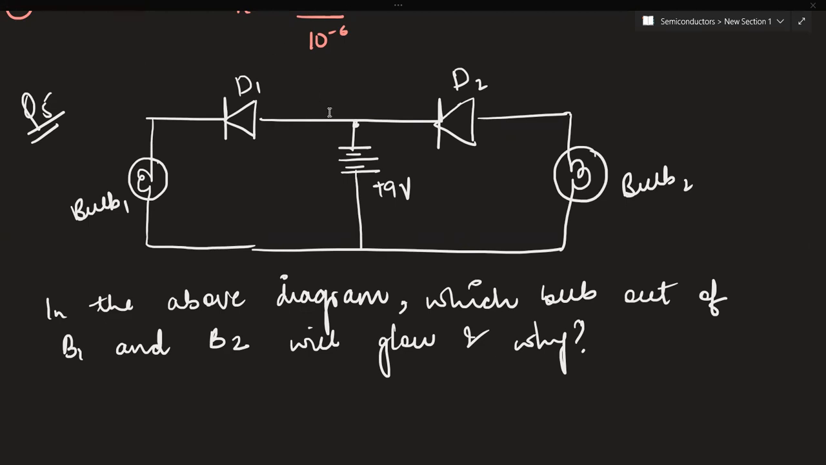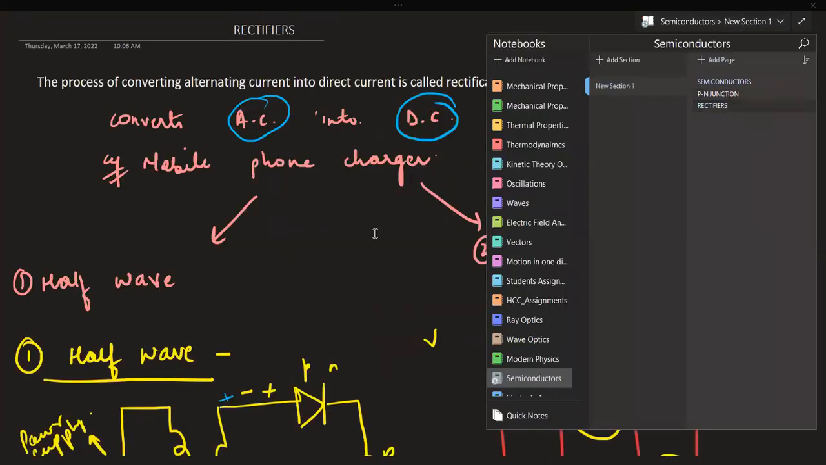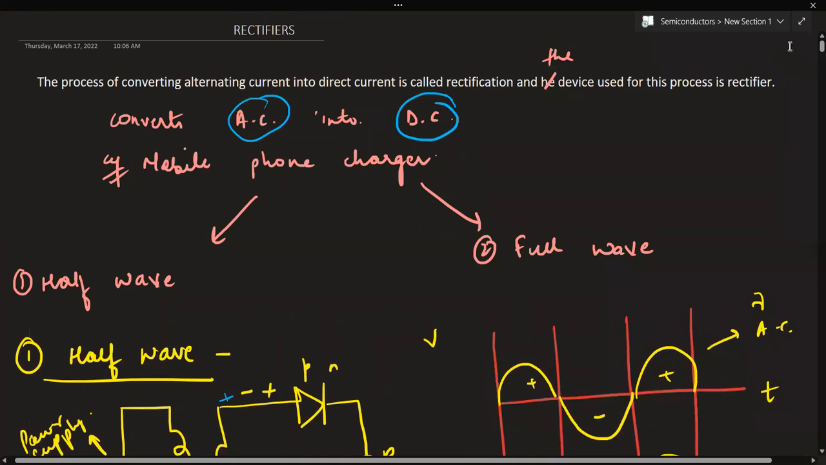Now see, so this is about PN junction. The last revision topic is rectifiers. Now see, rectifiers, you have to remember what is meant by a rectifier. Rectification is actually the process of converting AC into DC. When alternating current is converted into direct current, this process is called rectification.